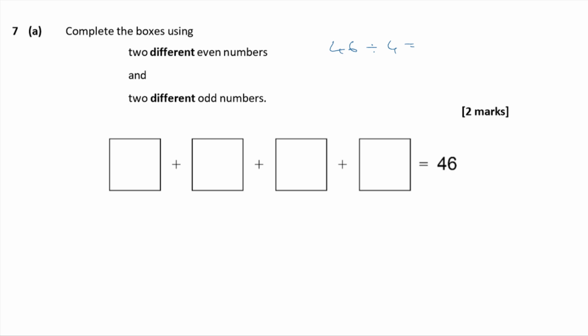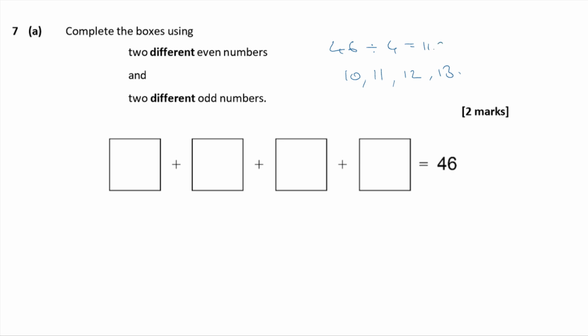So if I picked 11 and 12, what's that? That's 23. That's half of it already. So I guess if I then pick 10 and 13, that's another 23, isn't it? So I've got 2 different even numbers, 10 and 12, and I've got 2 different odd numbers, 11 and 13.